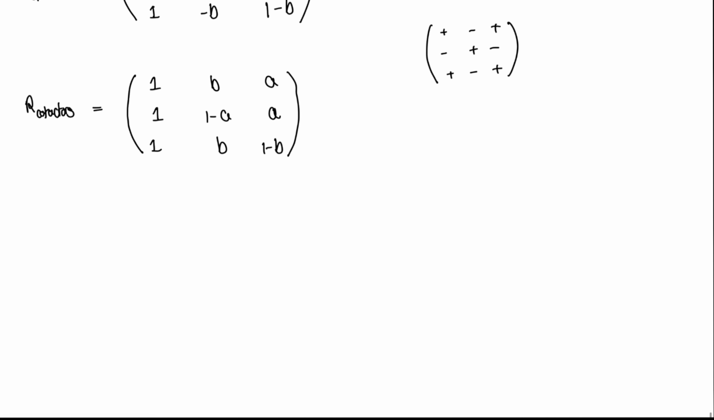And then finally, we transpose this matrix and we multiply it by 1 over the det. So 1 over the determinant is 1 over 1 minus B minus A. And this matrix transposed would be 1, 1, 1, B, 1 minus A, B, and A, 1 minus B.